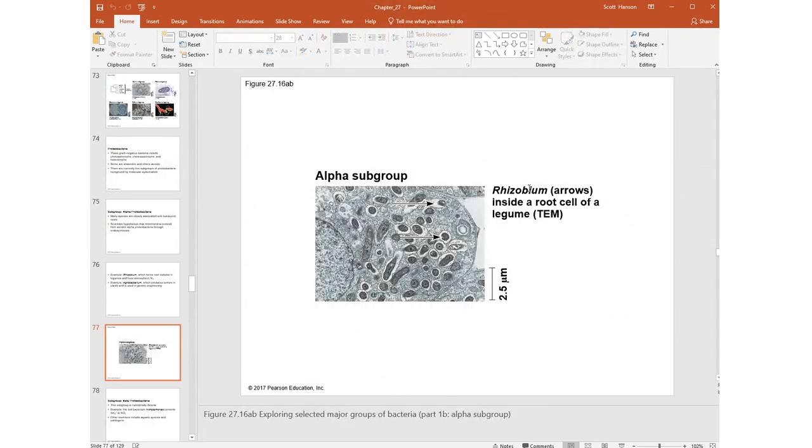Then agrobacterium. Agrobacterium produces tumors in plants, and it's used in genetic engineering of plants. And so here's a good example of rhizobium. The arrows show the presence of rhizobium bacteria inside a root cell in a legume. And TEM means this photograph was taken at a very high magnification by a transmission electron microscope. So TEM is transmission electron microscope.